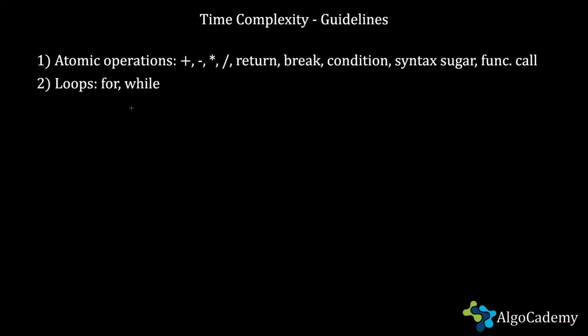So most of an algorithm's lines of code are actually atomic operations, and they can be mathematical operations: plus, minus, multiply, division. They can be a return. Maybe inside a function, we return an integer, we return a string, or we return maybe nothing, if that function is a void one. It could be a break if we want to break out of some repetitive loop, maybe some for or a while. It could be a condition, maybe an if or an else.